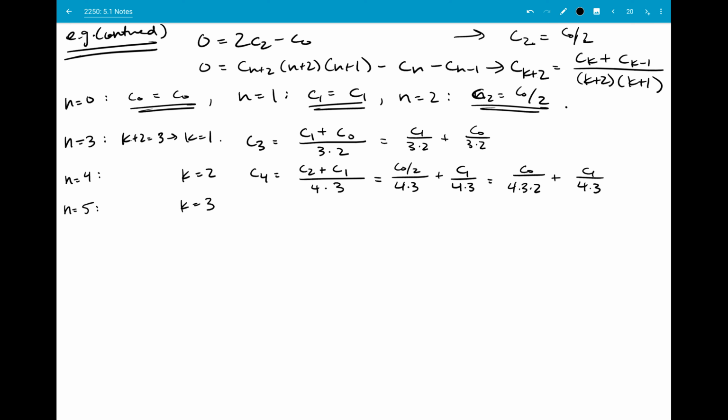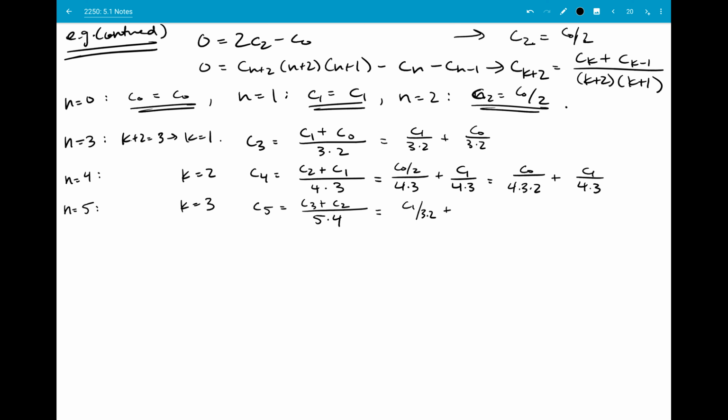K equals 3 is how we're going to get C5. That's going to be C3 plus C2 over 5 times 4. Maybe once you do a few of these, you don't even have to think about the original formula, you just think back to what you did last time and add up the numbers. But we want to make sure to replace C3 with what we already know. I'll show this to you once the way it is, and then we can just do it automatically from now on.